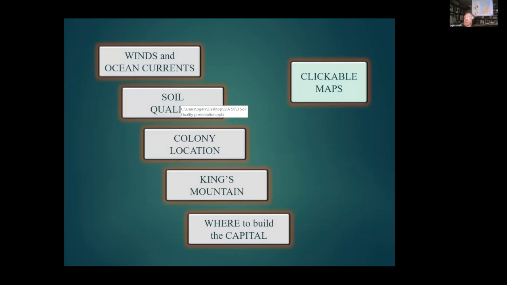I theoretically have 10 or 15 minutes left if you wanted to take a closer look at any one of these activities, or do you want to look at the clickable maps? So either send me a note in the chat or just turn your microphone on and ask a question.